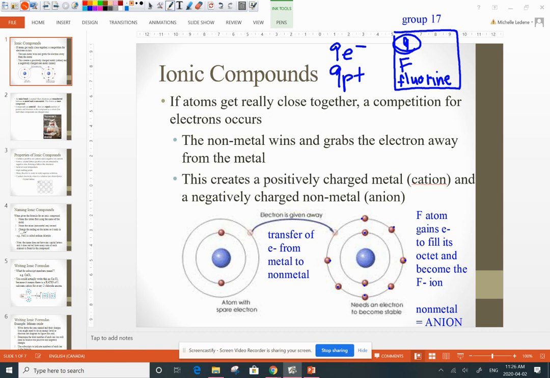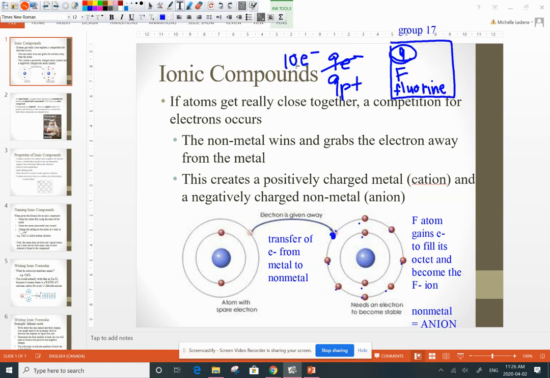So once he gains this electron, now he has a full octet. He doesn't have 9 electrons anymore. Now he just gained 1, and now he has 10 electrons, and that's why he becomes the fluoride ion. He's now a non-metal, and he is an anion.